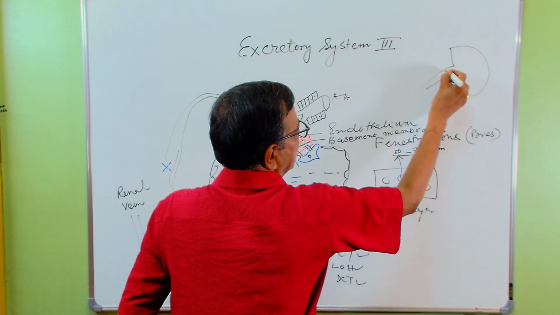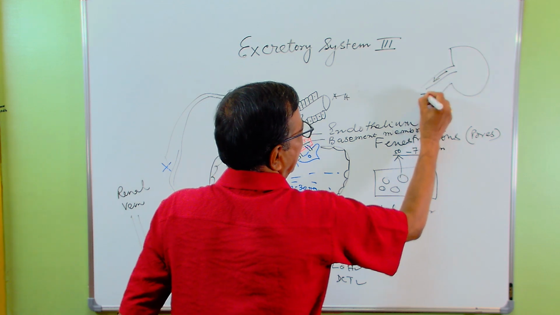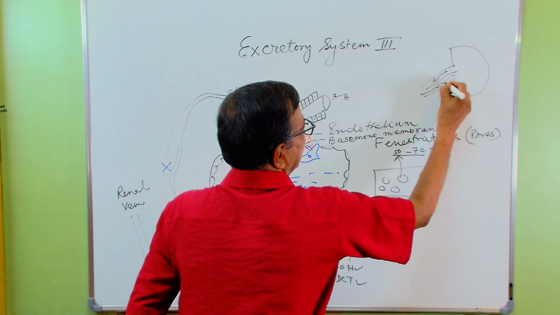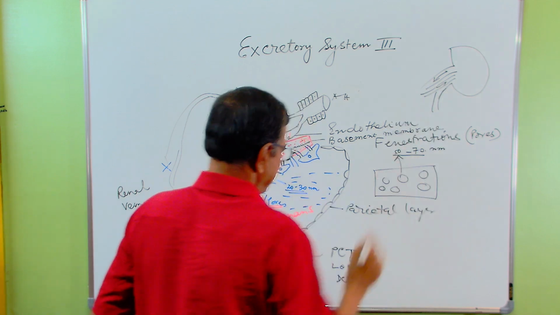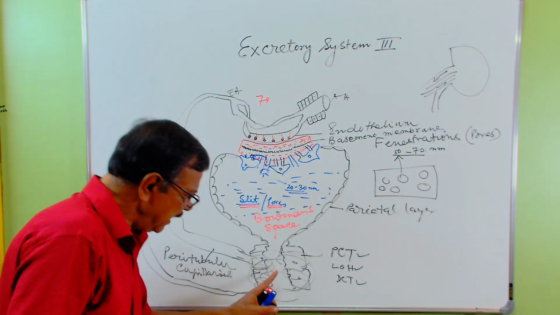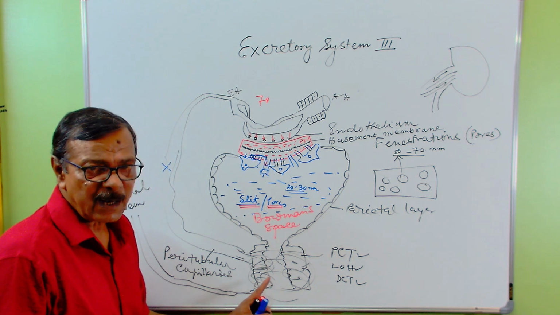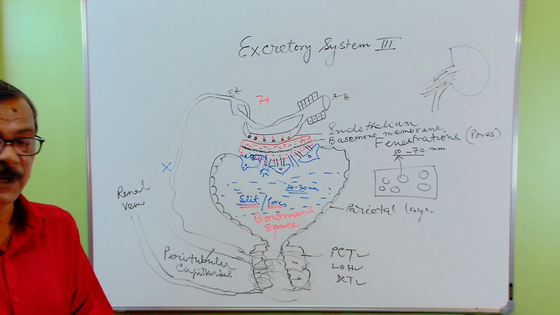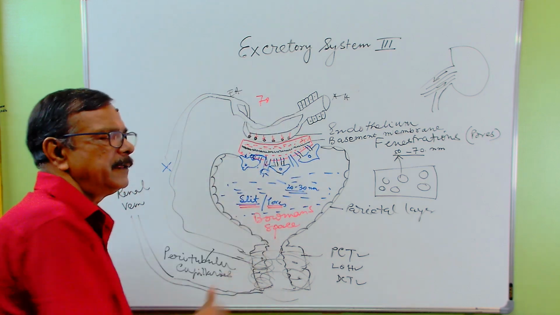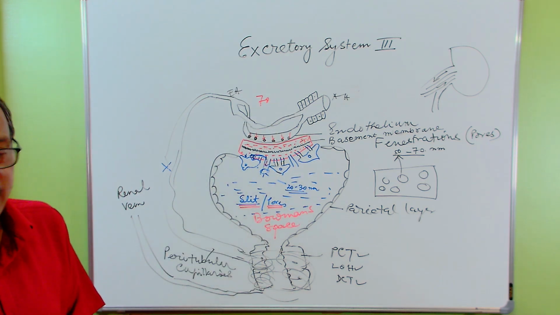From here, a renal vein and renal artery taking blood, and this is ureter. So whatever is left behind after reabsorption, that is known as urine. In this way, the filtration takes place.